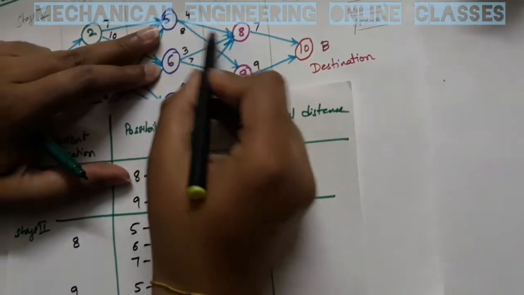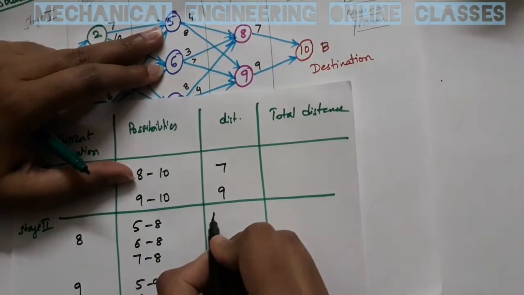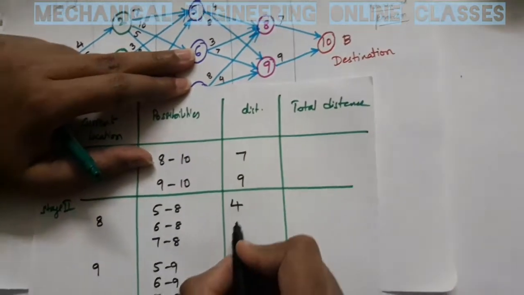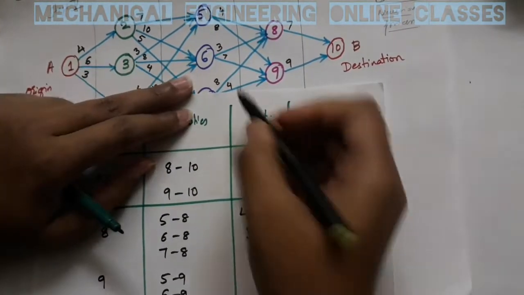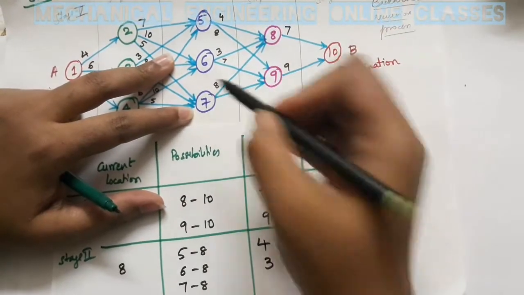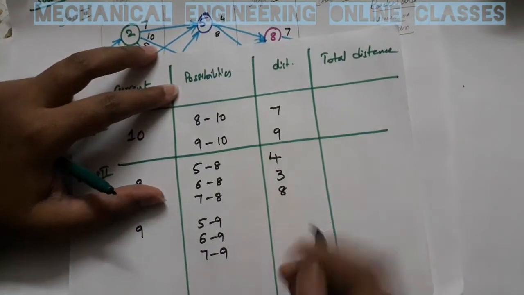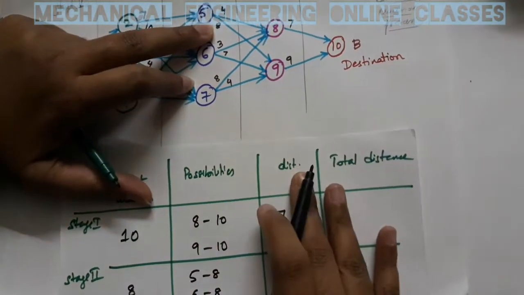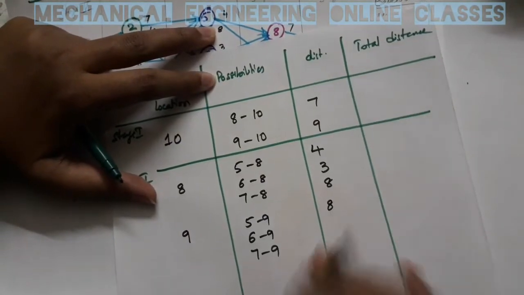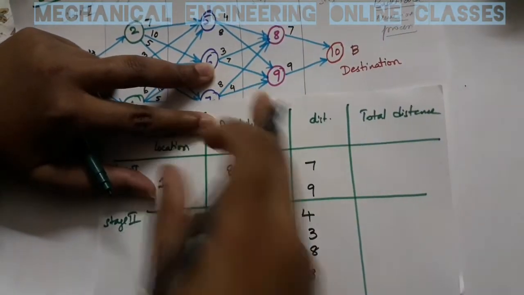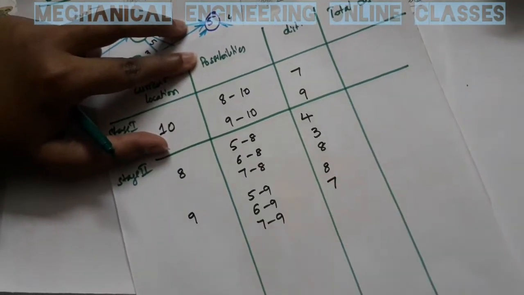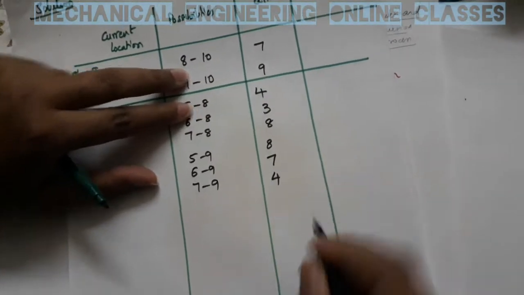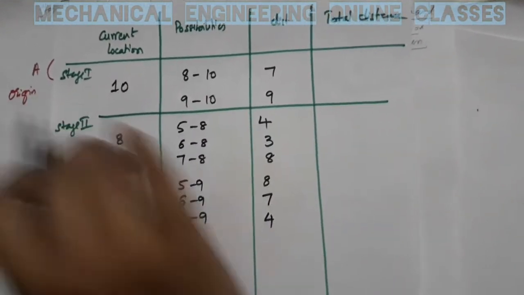5 to 8 is 4, 6 to 8 is 3, 7 to 8 is 8. So similarly, 5 to 9 is 8, 6 to 9 is 7 and 7 to 9 is 4. Now the total distances we have to find.